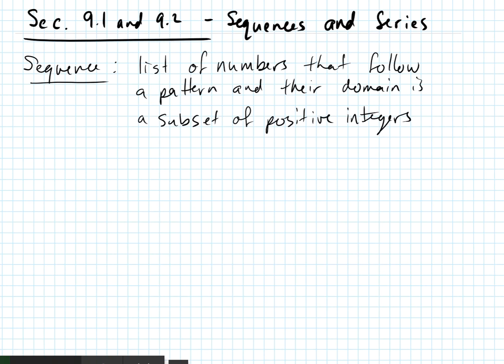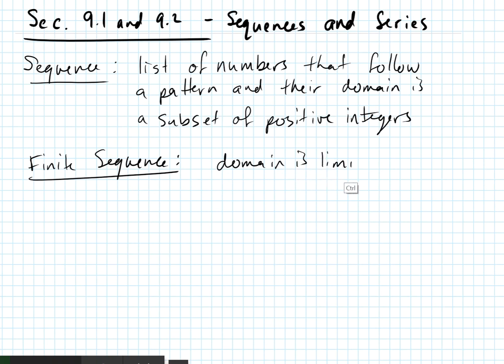There are two kinds of sequences. There's the finite sequence, where the domain is limited. Those are really no fun. They're way too easy, because n is defined, so it's not on the AP test.